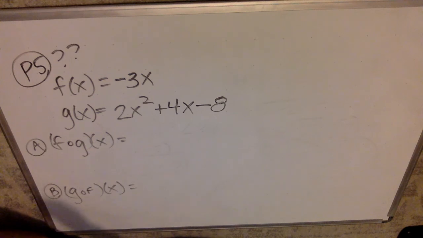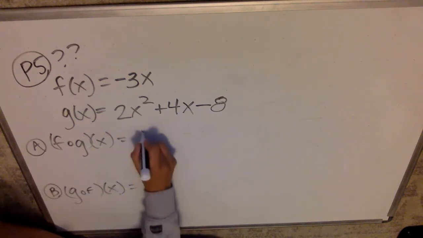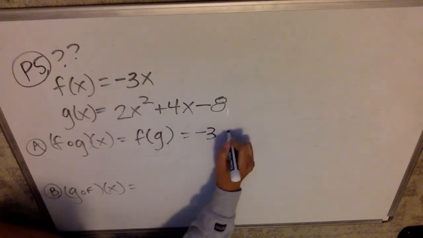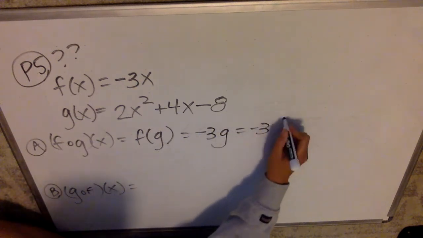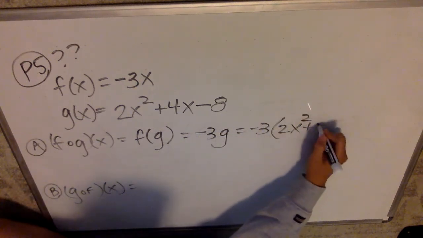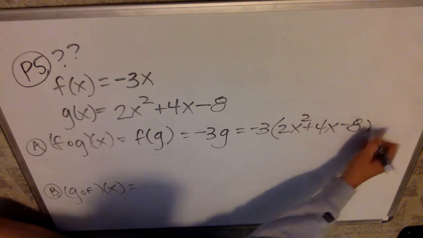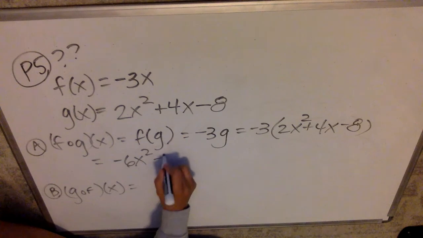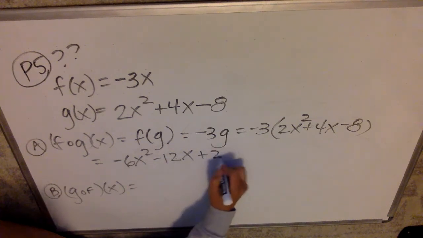So f of g means f outside the g function. So if I plug a g into the f function, it's just negative 3g, right? Which is negative 3 times this 2x squared plus 4x minus 8. When I distribute the negative 3, we get a negative 6x squared minus a 12x plus a 24.